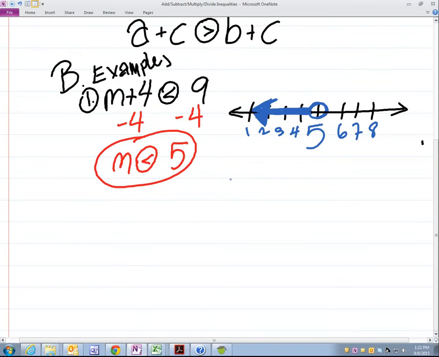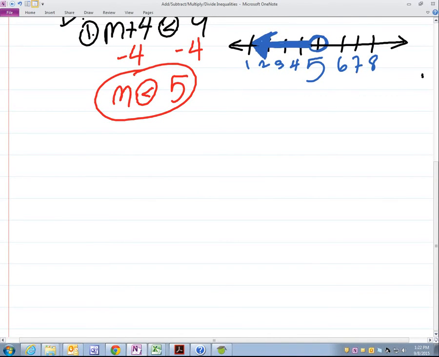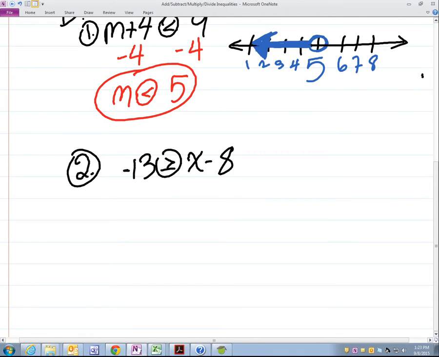Let's do number 2. Go back to the black color, because it pops. 2. We're going to do negative 13 is greater than or equal to x minus 8. Negative 13 is greater than or equal to x minus 8. That kind of looks like a nose.